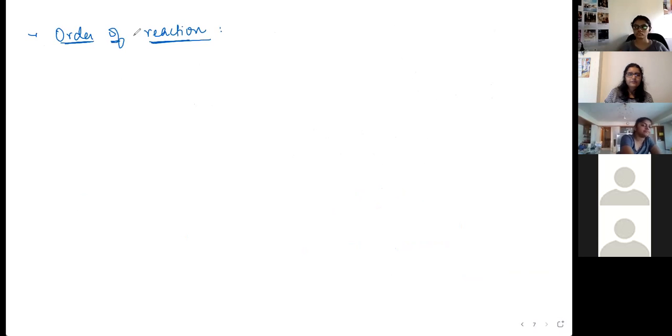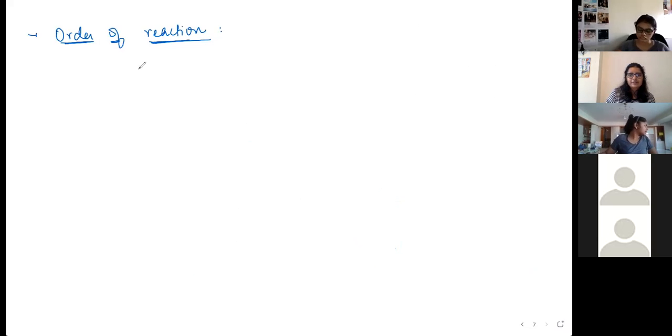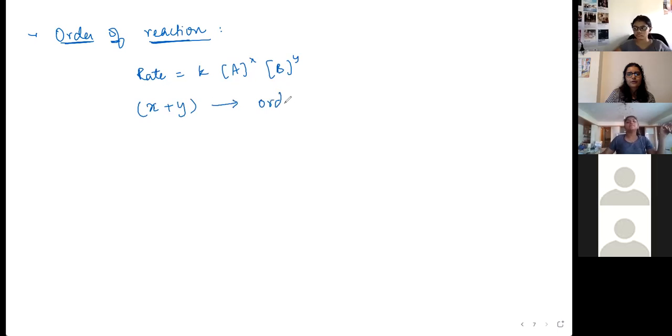So we're getting all of these categories of reactions completely depending on the rate law of that particular reaction. The first thing is the order of the reaction. What is order of the reaction? It's basically the degree to which the dependency happens. So if you have a rate law, rate equal to K into concentration of A power X, concentration of B power Y, maybe you might have concentration of C power Z, whatever it is, then the value X plus Y, the sum of all the exponents, this particular number is called the order of the reaction.